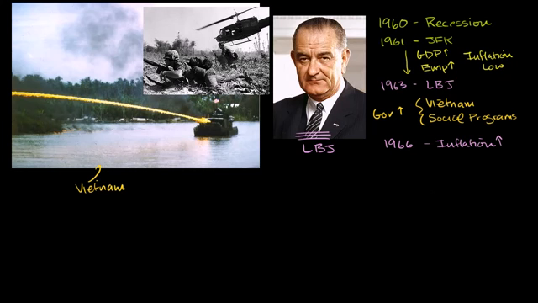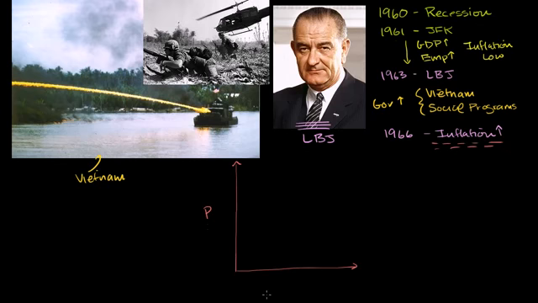And let's see whether our AD-AS model would allow for this to happen, or would predict this given what was going on. So let's draw. That right over there is my price axis, and this right over here is my real GDP axis. Let me scroll down a little bit. This right over here is real GDP.